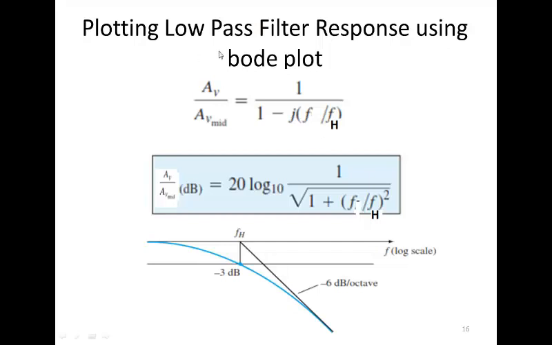Similarly, you can plot the response for a low pass filter. The low pass filter would have a response like this, in which at low frequency the response is maximum, at high frequency the response is decreasing, and at the cutoff frequency it would be at minus 3 dB. For the low pass filter, the expression for the magnitude would have this kind of structure, in which this is the variable frequency and this is the higher cutoff frequency.